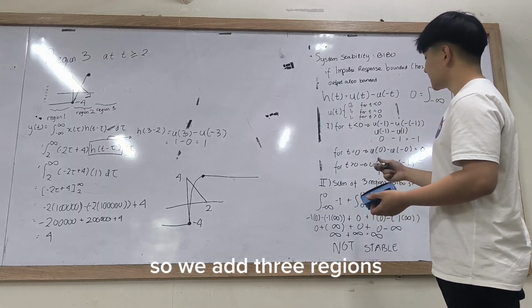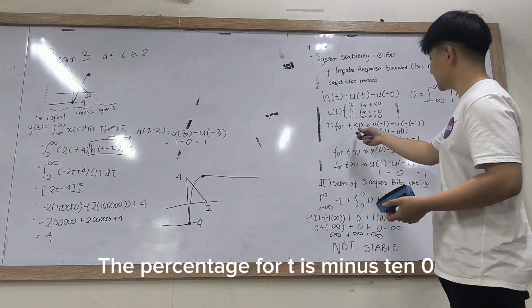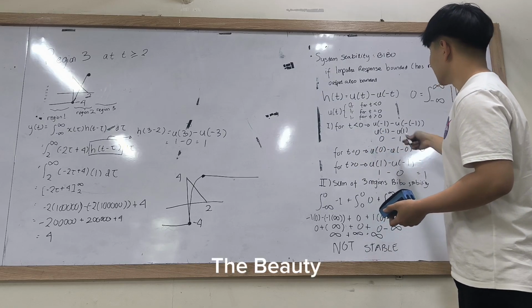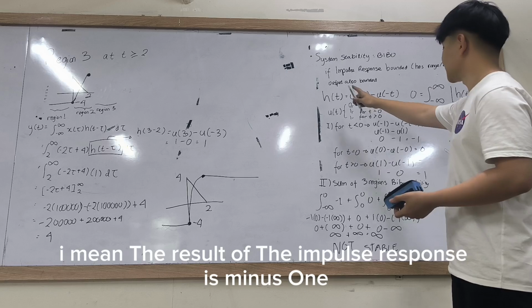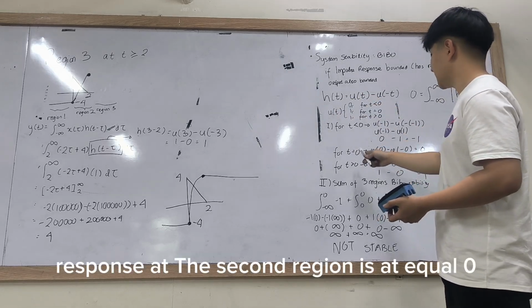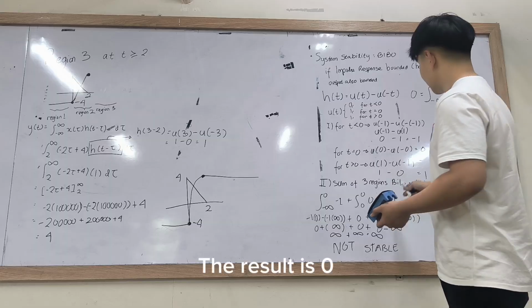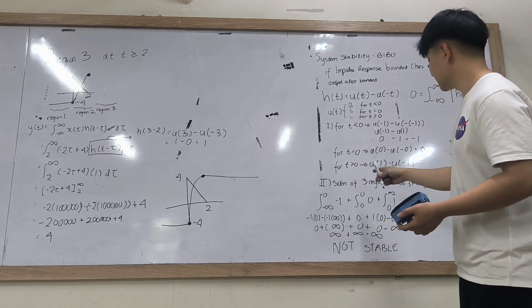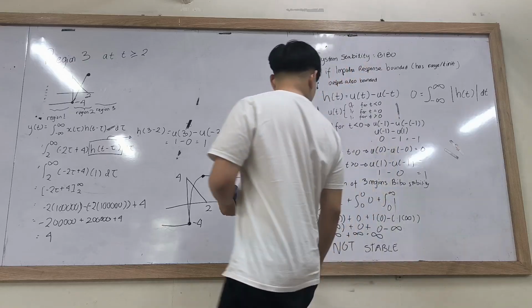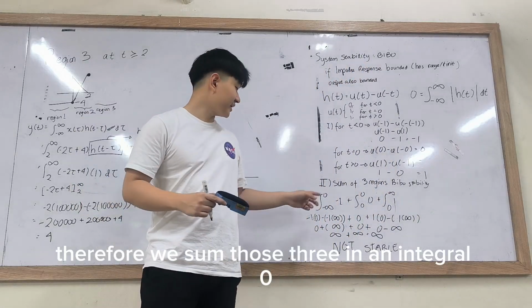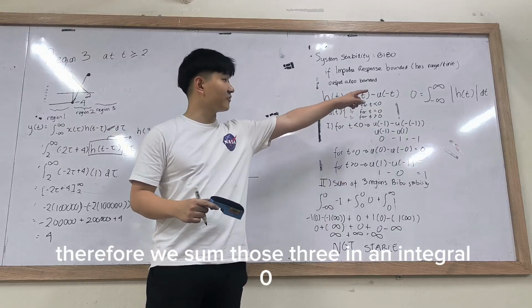So we add 3 regions. The first one is for t less than 0. The result of the impulse response is minus 1. For the impulse response at the second region, at t equals 0, the result is 0. And for the impulse response at the third region, the result is 1. Therefore, we sum those 3 in an integral.